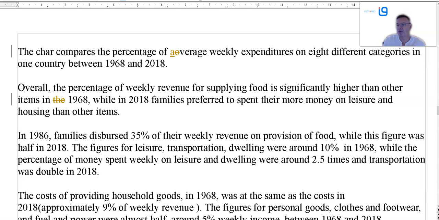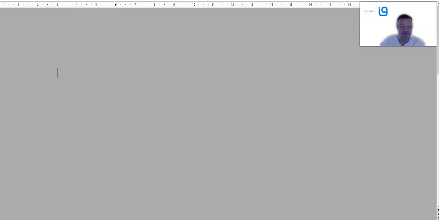So, part 1, I hope you've seen it before. Season 1, Cambridge 17, test number 3 about average expenditure in a household. I showed the sample before. I'll show it again when we have finished this one.